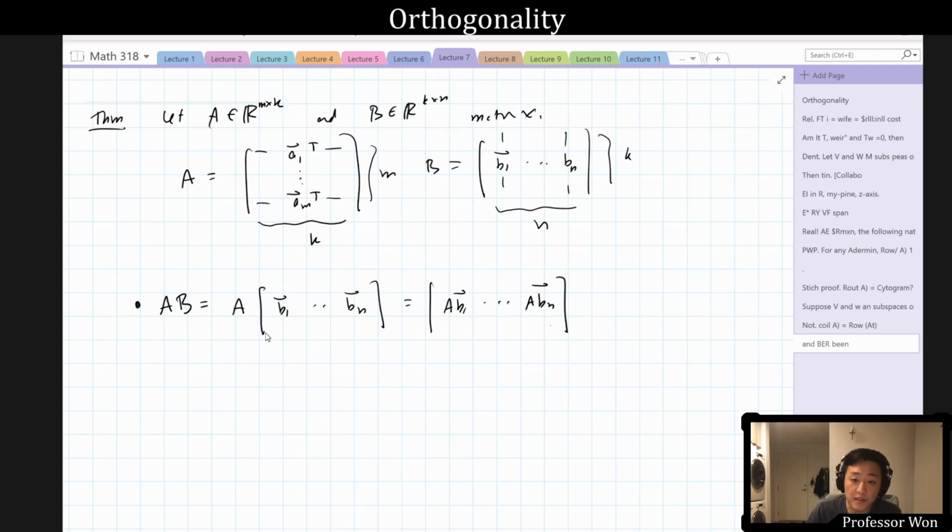A useful thing to see from this is that in the product AB, each column is A times something, which means that each of these columns is actually in the column space of A. So this is a linear combination of the columns of A.